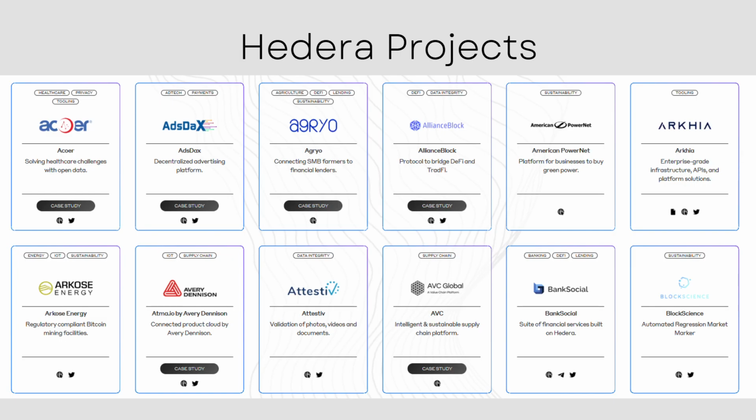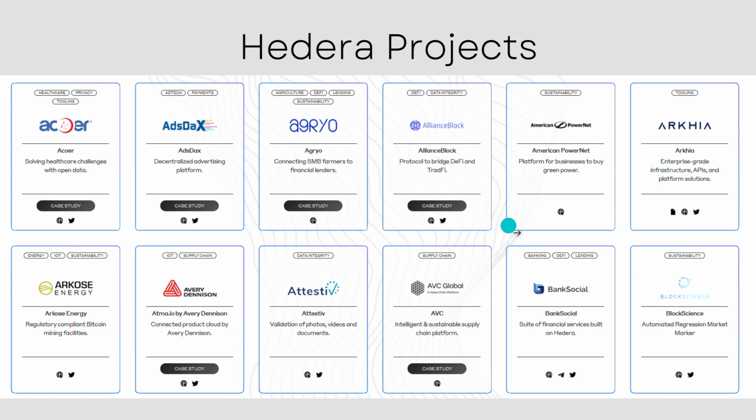So these are some projects that are going on right now in the real world using Hedera Hashgraph. These are in the domain of healthcare, privacy tooling, Acer. Then we have ADS Task. This is for advertising. This is for healthcare. This one is Agrio. This is for farmers and financial lenders.